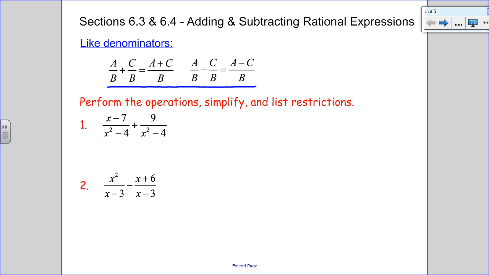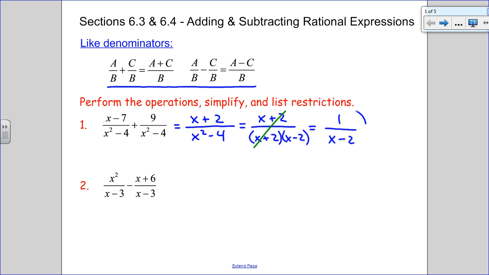In problem number 1, we're adding two rational expressions, both with denominator x squared minus 4. So we can add the numerators. x minus 7 plus 9 is x plus 2. And then we keep the same denominator, x squared minus 4. To simplify our answer, we can factor the denominator. Remove the common binomial factor of x plus 2 from the numerator and denominator, and obtain the answer 1 over x minus 2. The restrictions on the problem are that x cannot equal positive and negative 2.